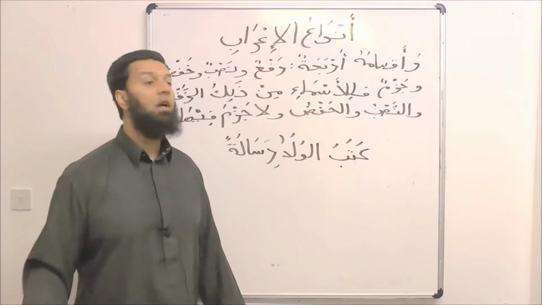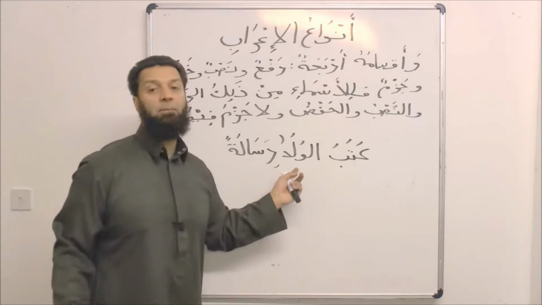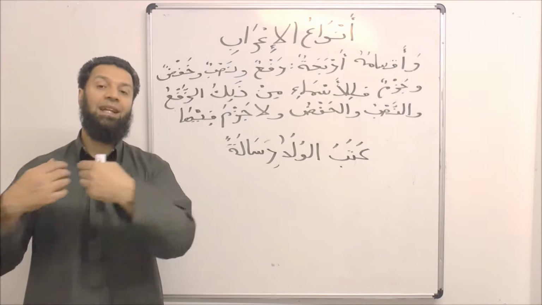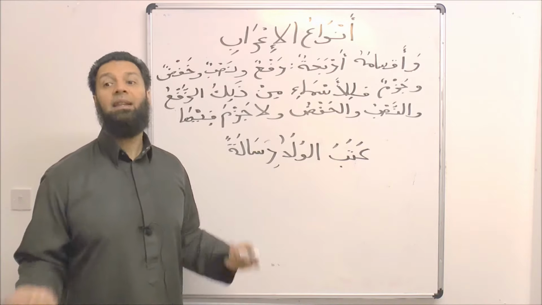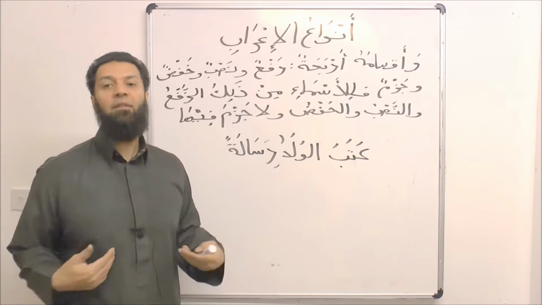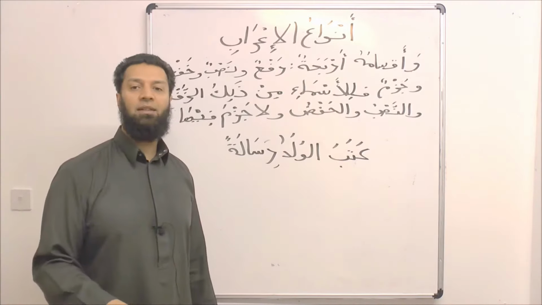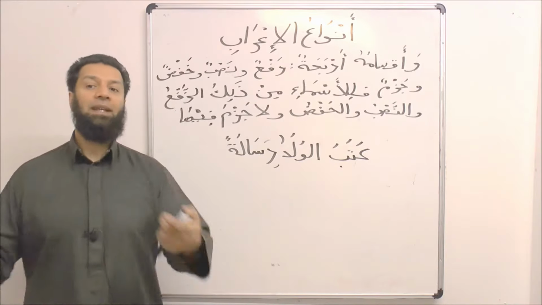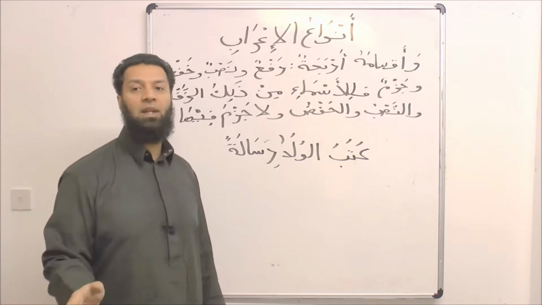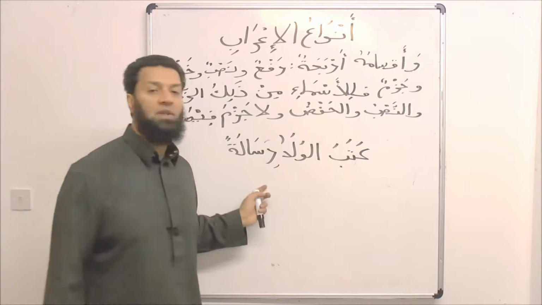Fi'lun and fa'ilun. We have our fi'lun. So our fa'ilun, therefore, must be al-waladu, because that's the meaning that we want to communicate. Right? If I wanted to say to you, he wrote the boy, then you wouldn't say that al-waladu there is the fa'ilun, would you? Because that's not the meaning I want to communicate. The meaning I want to communicate is the boy wrote a letter.